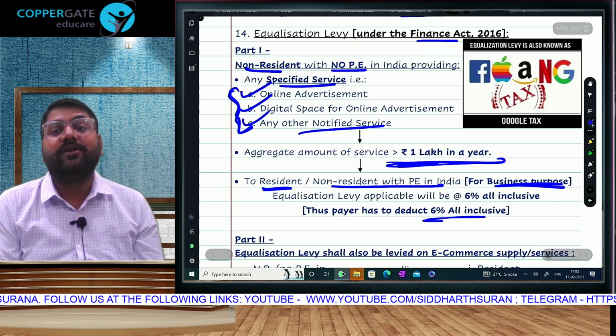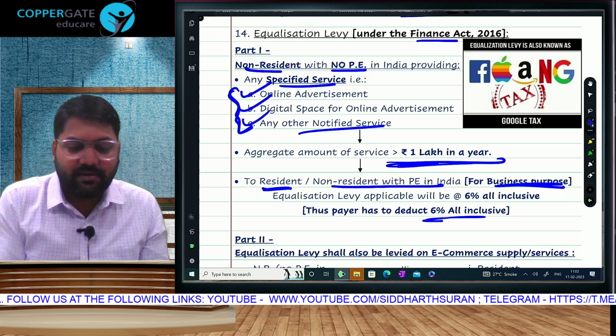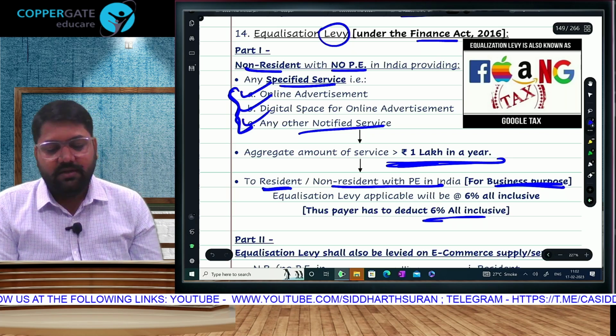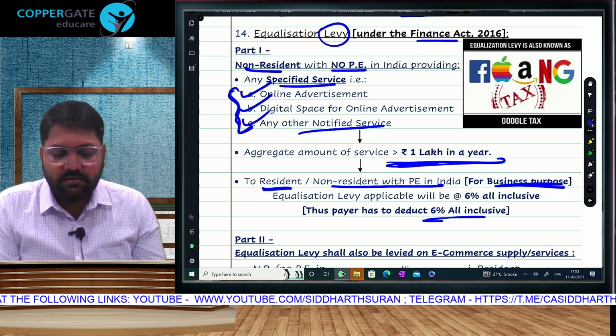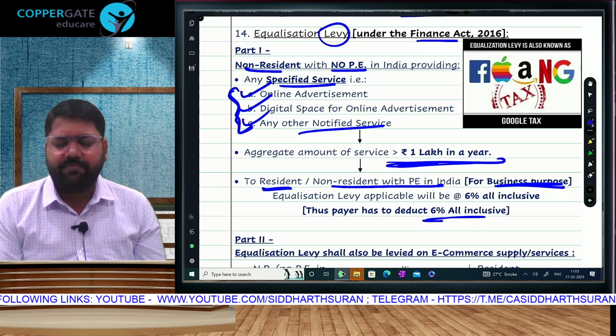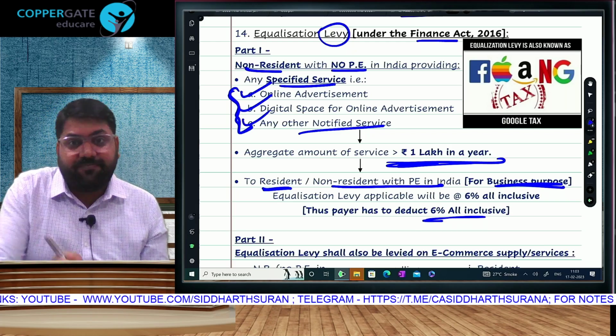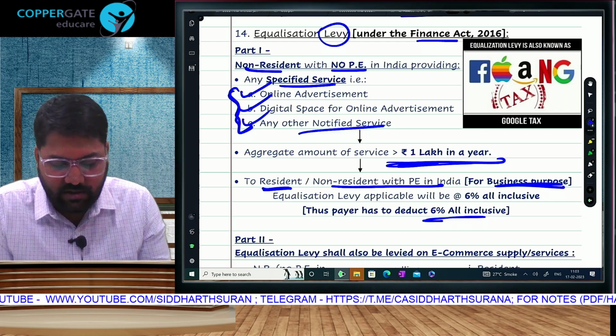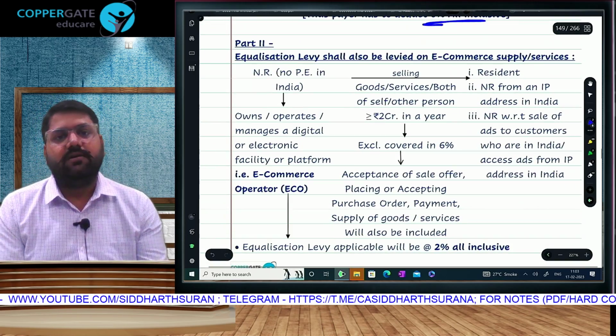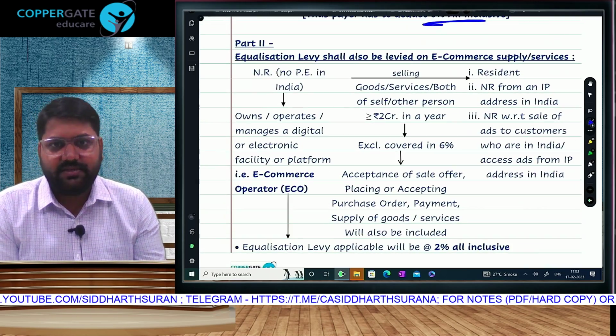Surcharge and cess come only on income tax. This is not income tax. This is equalization levy. And this is very, very important because you will see a huge number of MCQs and questions, even in your elective paper. This is a very, very important concept. But the Act introduced part 2 also in this.